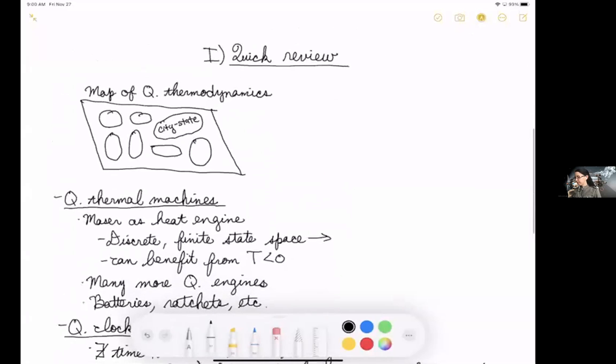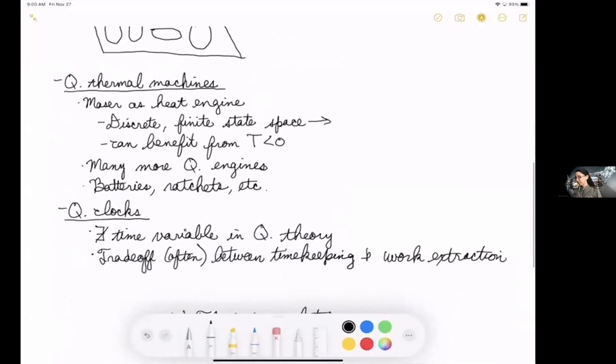Last time, we said that there are many, many subfields or sub-subfields, depending on how you look at the situation, of quantum thermodynamics. I like to think of quantum thermodynamics as a landscape on a map, and these different subfields form different city-states. We talked about 2 during the last lecture. One consisted of quantum thermal machines. We saw that the first quantum heat engine proposed consisted of a maser, which is like a laser, but puts out microwave light instead of visible light. We saw that what's important about the system is that it's discrete, it has a finite state space, so it can benefit from a negative temperature.